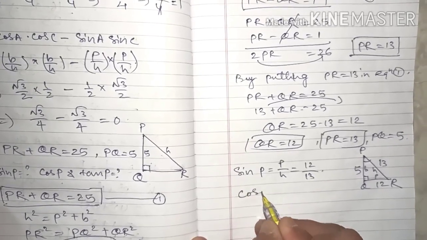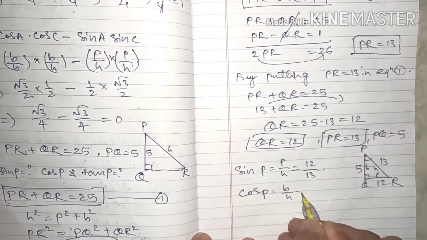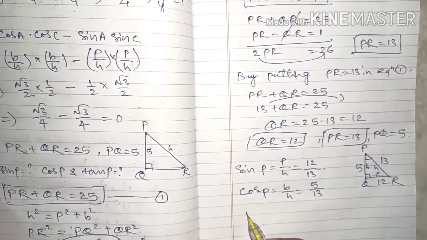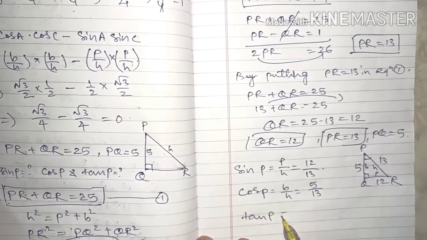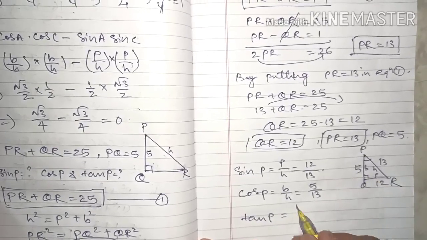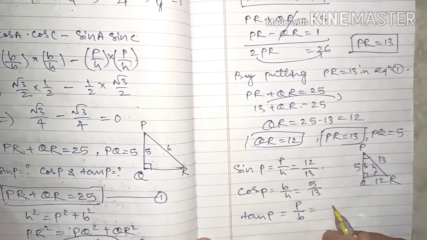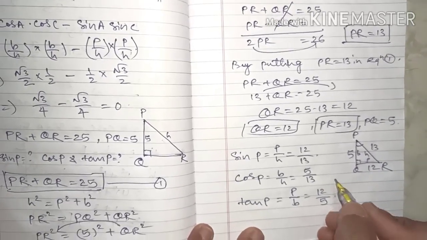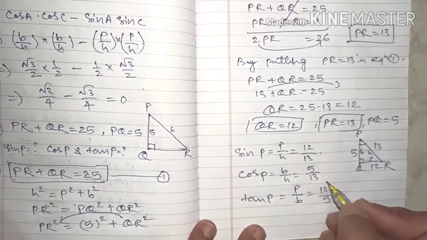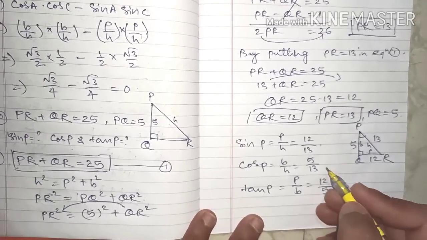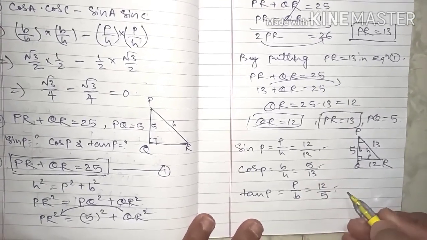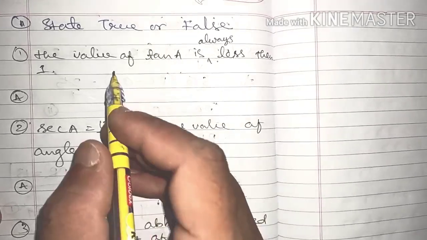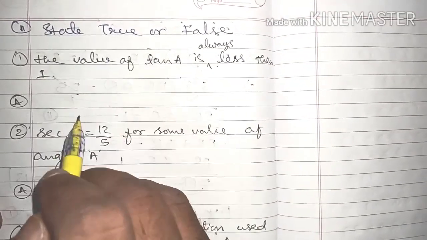Cos P is B by H, 5 by 13, and tan P is P by B, that is 12 by 5. So this is all that was asked in question number 10. We have got the correct values of sin P, cos P and tan P. Now question number 11. It is just state true or false.